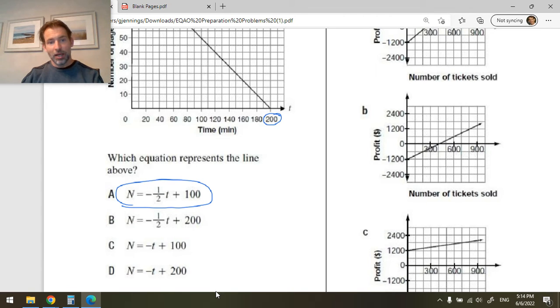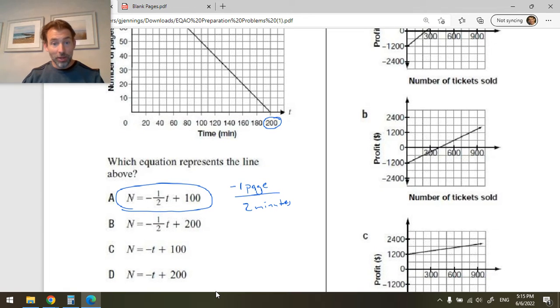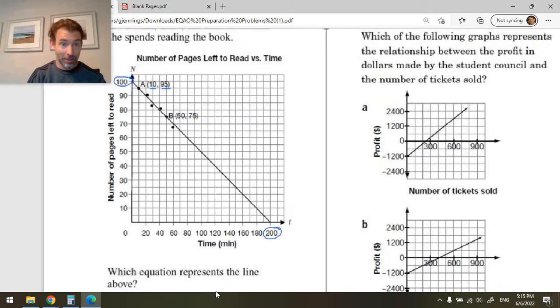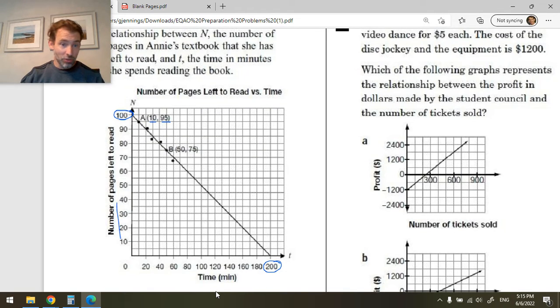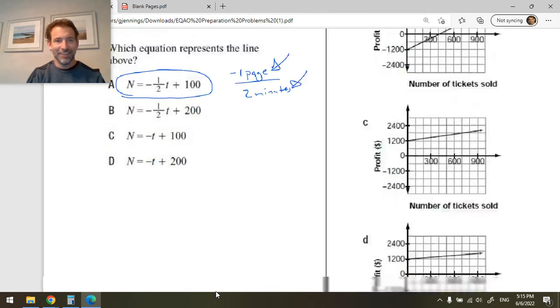Why? Because she takes away 1 page for every 2 minutes. She reads a page every 2 minutes, or she reads 1/2 pages per minute. She takes away a page needing to be read. Okay? Notice that it's change in Y. Number of pages goes on top, and number of minutes goes on the bottom. Okay, let's keep going.